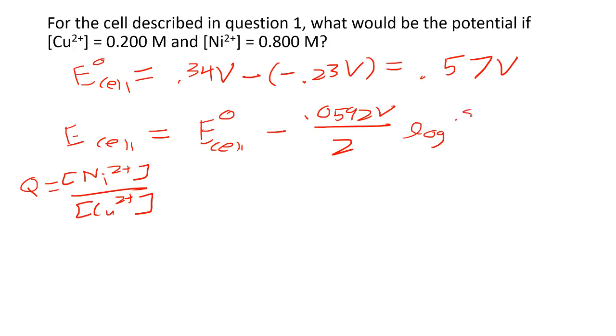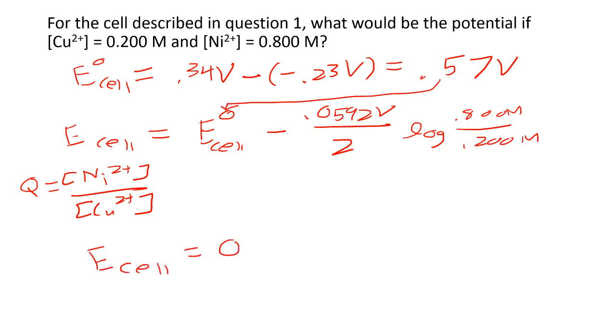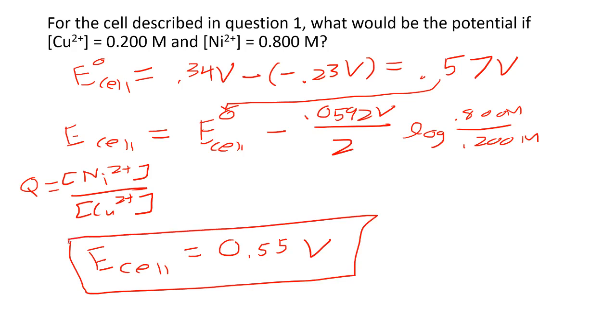So I'm going to plug in 0.800 molar divided by 0.200 molar. And this 0.57 volts is what goes right here. When I plug all those numbers into my calculator, I get that my E cell is equal to 0.55 volts. And if we were asked, we could say that this cell is still going to be spontaneous. So there we go. Let's look at one more question.